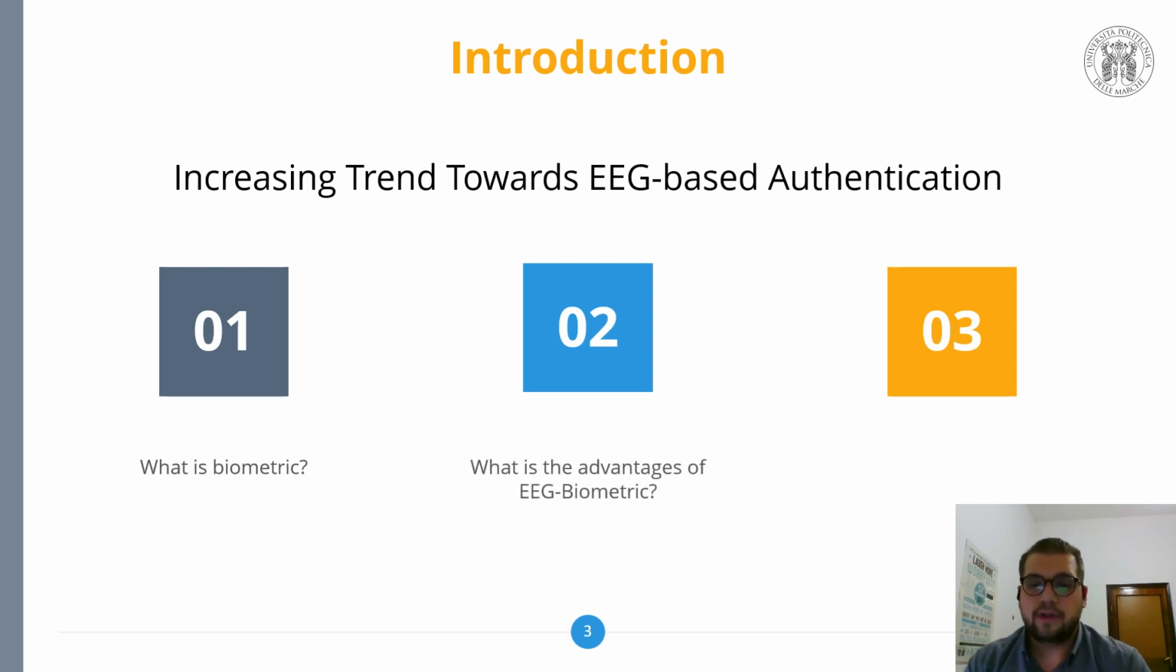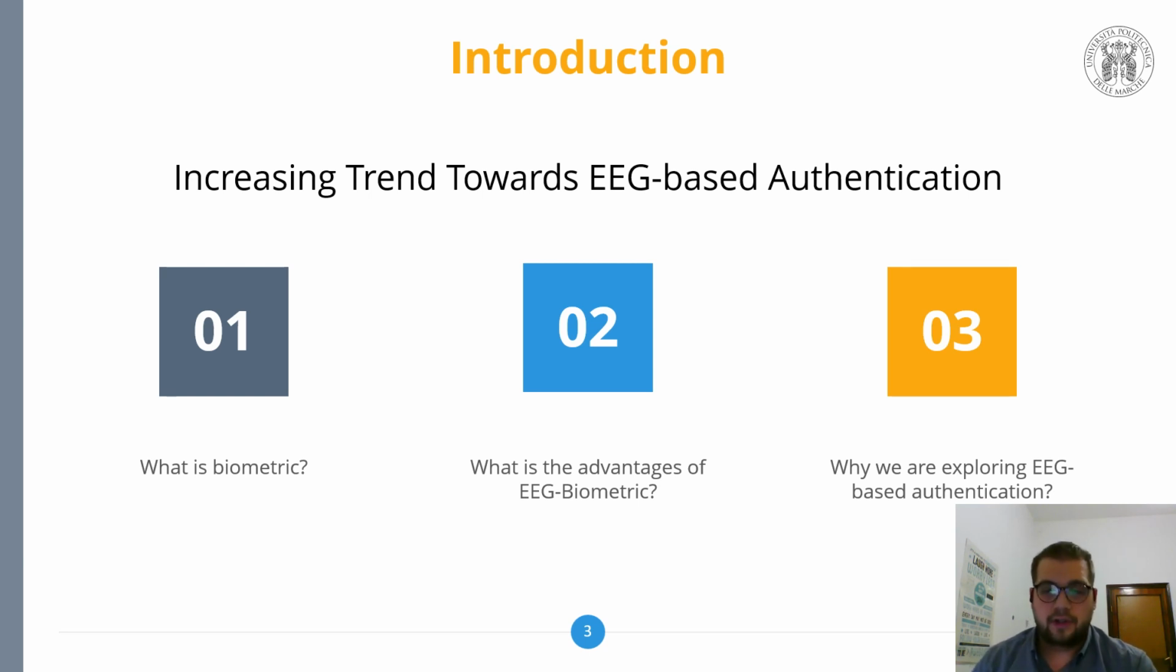Another question is, what are the advantages of EEG biometrics among all other biometrics? In fact, it is more resistant to spoofing, and it needs a liveness test. For example, other biometrics could be mimicked or taken from a dead body, but EEG biometrics are stronger and more reliable. The third question to be answered is why we are exploring EEG-based authentication.